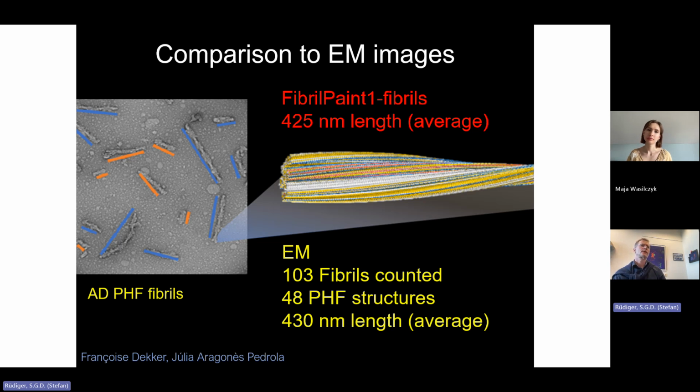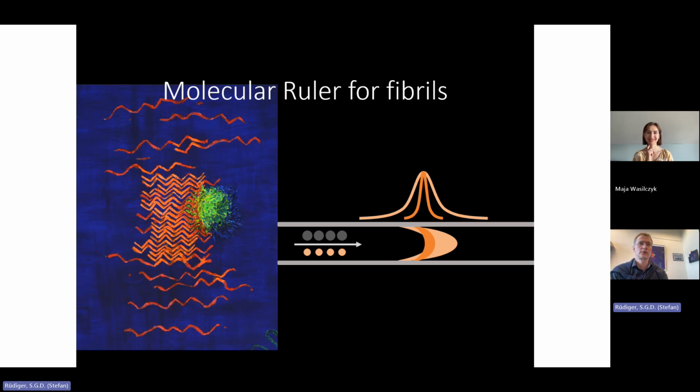You can estimate the length of those, and Françoise counted 48 PHF structures and found that they have in the sample an average length of 430 nanometers. Our FIDA value had been 425, which is an amazingly good correlation of both techniques. So, to summarize in a nutshell, we now have a molecular ruler for protein fibrils, using a combination of the fibril paint peptides, which you see on the left, and the application of these peptides with fibrils in the FIDA. This is what I have to share.